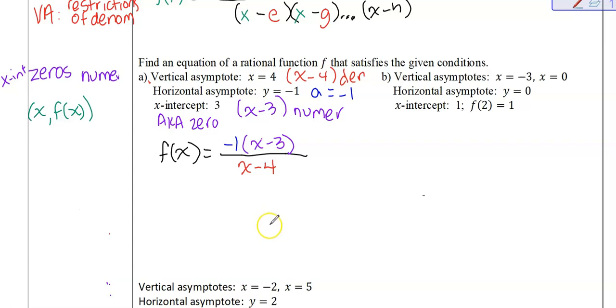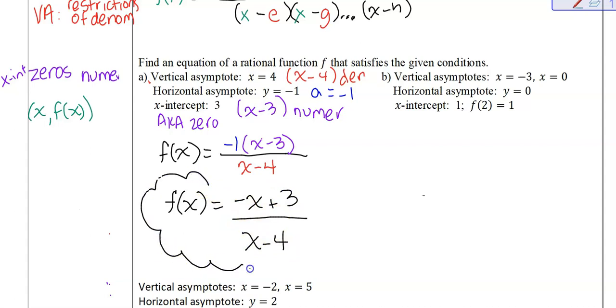Is the degree of my numerator the same as the degree of my denominator? Yes. So we're going to finish this problem out. So we have it in factored form, but that's not the equation I'm looking for. I'm looking for it in its original form. So let's simplify it. So we get negative x plus 3 all over x minus 4.